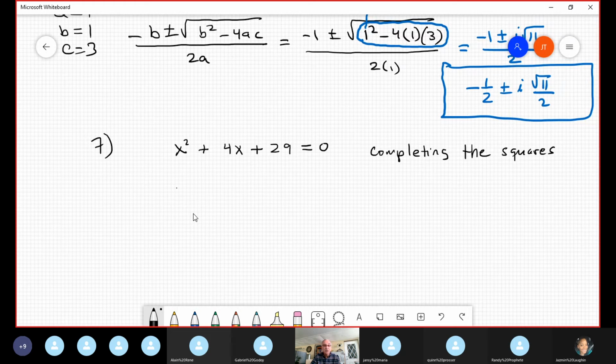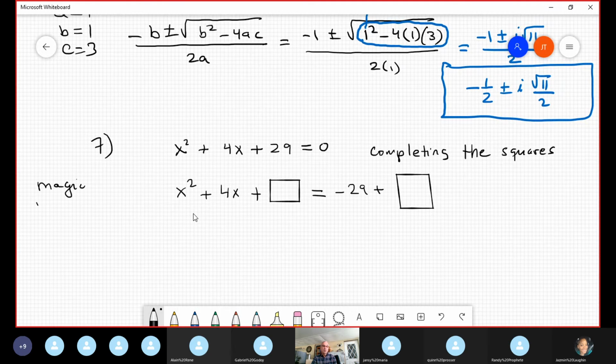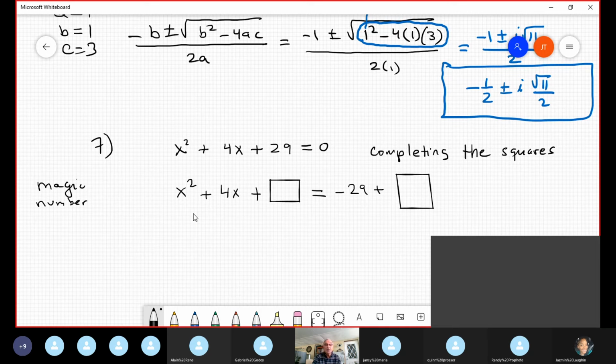The completing the square organization is x squared plus 4x plus a box. Inside the box, I put a magic number that completes the square. And the 29 moves to the right hand side, plus the box, in order to keep the equilibrium of the equation. So what is the magic number in that case? What is the magic number that completes the square? Do you remember the formula? It's 4, a magic number 4.